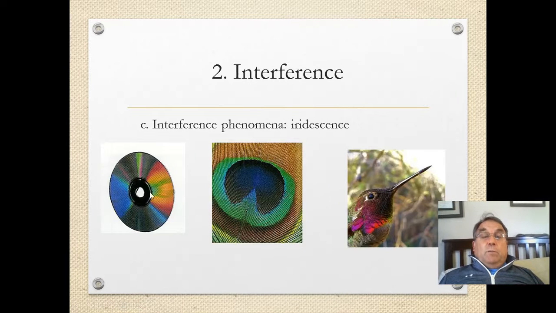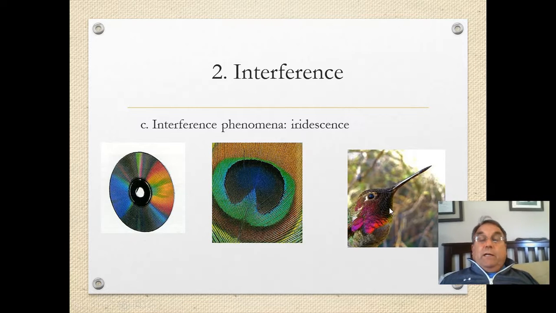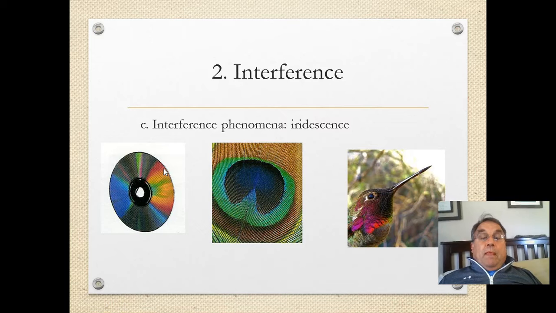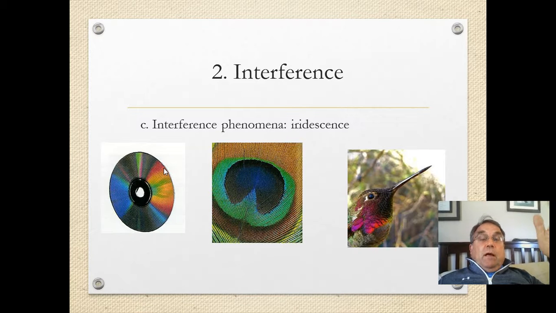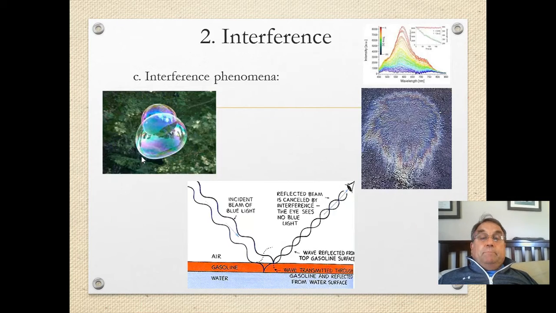You can also get dispersion with a CD, with a peacock feather or hummingbird throat feathers. And all three, or these two, actually all three of these are called iridescence. So you get the reflecting of light off of different kinds of depths of surfaces, and then the resulting interference pattern as they reflect at different angles gives you this broad spectrum.